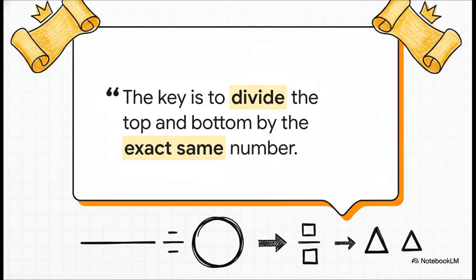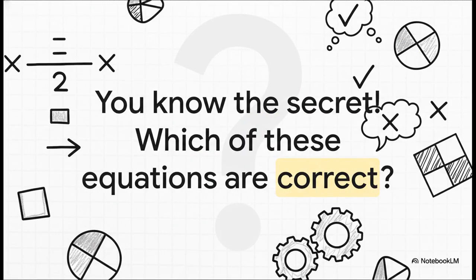If you take away just one single thing today, let it be this. This is the golden rule. The key is to divide the numerator and the denominator by the exact same number. As long as you follow that simple rule, you will always find an equivalent fraction. So there you have it. You now have the key to simplifying fractions with division. Take a look at these problems. Which ones do you think are correct? The amazing thing is, you now have the skill to figure them all out.